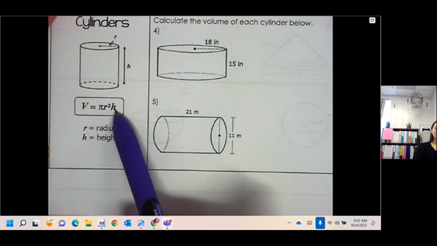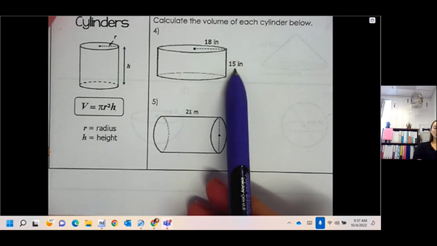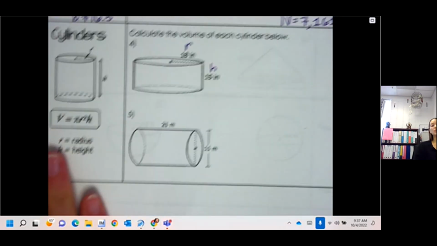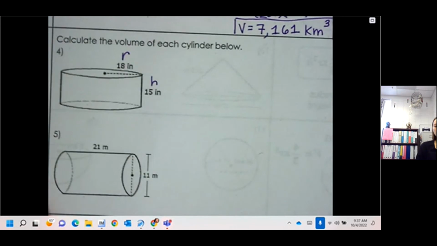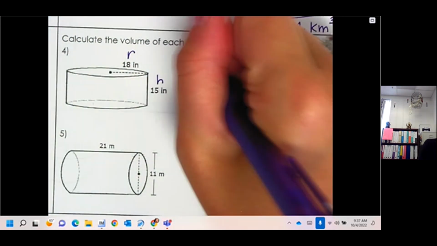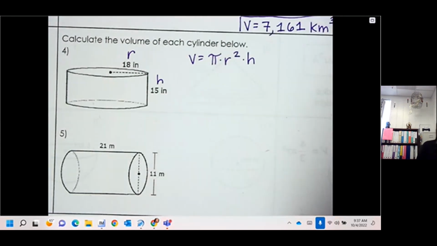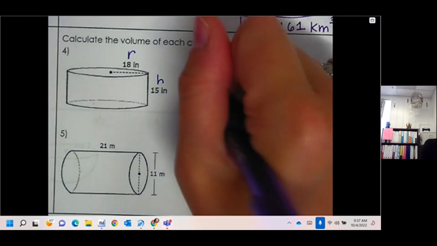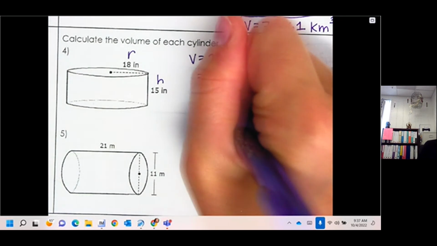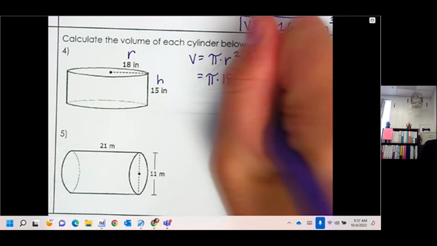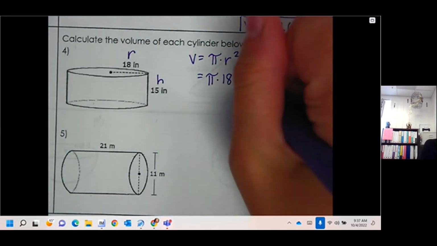Times the height, which is 15. So my radius in this problem is 18. My height is 15. I'm going to ask that you write it out with me just for the first one here. Okay. Pi times r squared times h. So r, radius, like we said, is 18. And our height of the whole cylinder is 15.